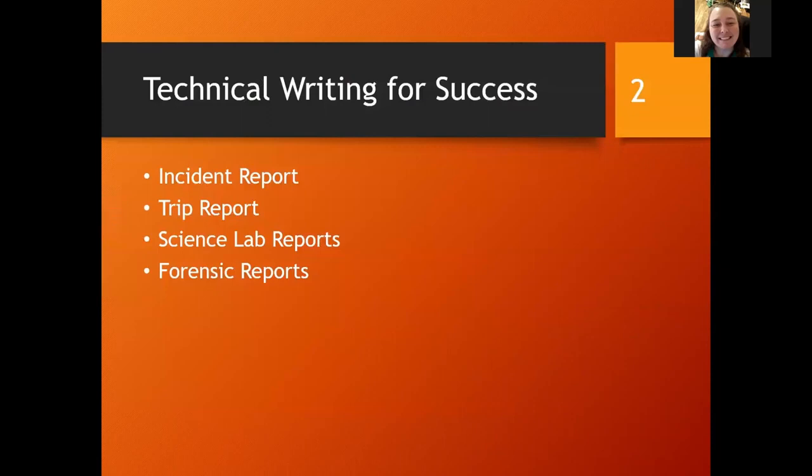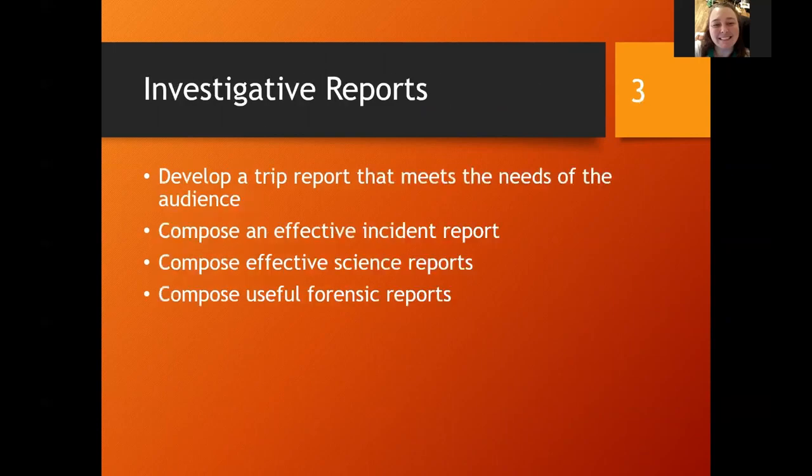An investigative report has very specific criteria that define it. It can be something like an incident report, a trip report, a science lab report, or even a forensic report. A trip report is something you may need to create after going on a specific visit to a company. We're going to talk about composing effective incident reports, effective science reports, and useful forensic reports.